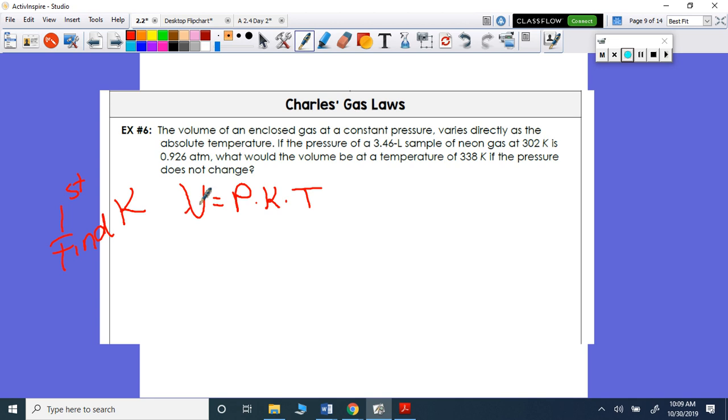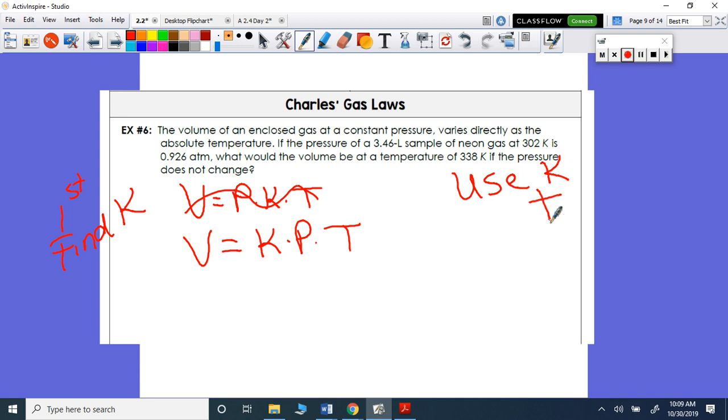Okay, and this is backwards. My dyslexia happening lots of times today. Constant goes first. And then you're going to use your constant, and it might not always be K, to solve for what you're looking for.